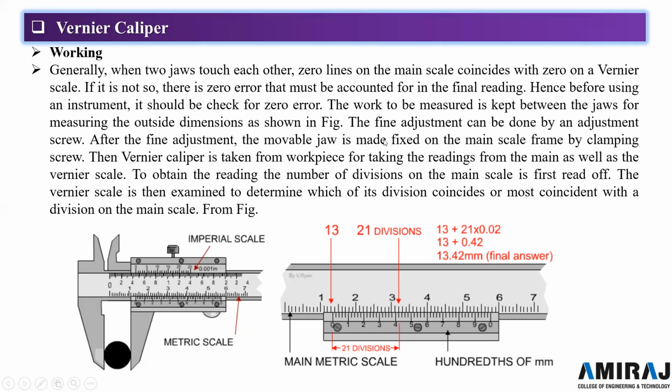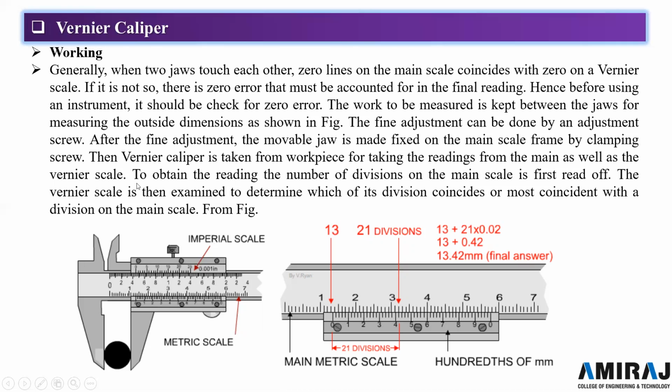ठीक है, the work to be measured is kept between the jaws for measuring the outside dimension as shown in the figure. जो भी हमको वर्क मेजर करना है वो हमको यहाँ पे दो जॉ के बीच में उसको फिक्स करना है और उसका आउटसाइड डायमीटर हम मेजर कर सकते हैं. Fine adjustment can be done by an adjustment screw. यहाँ पे एडजस्टमेंट स्क्रू भी प्रोवाइड किया गया है जो यहाँ पे है, ठीक है, उससे हम फाइन एडजस्टमेंट कर सकते हैं. Then vernier caliper is taken from the work piece for taking the reading from the main as well as the vernier scale.